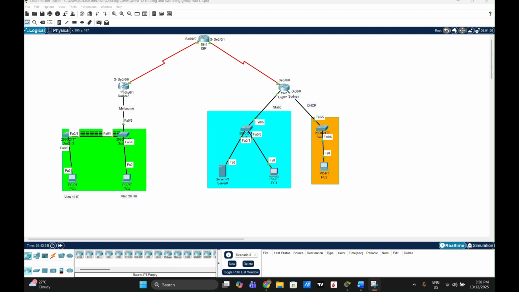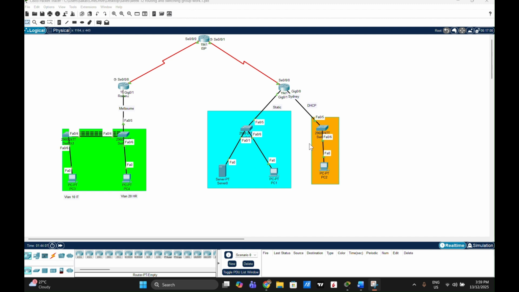One is for Melbourne and one is for Sydney, and I have separated different departments, so VLAN 10 IT and VLAN 20 HR. The network has two locations, Sydney and Melbourne. Melbourne uses VLANs to separate departments, and VLAN 10 is used for the IT department, and VLAN 20 is used for the HR department. Sydney hosts internal networks and services.